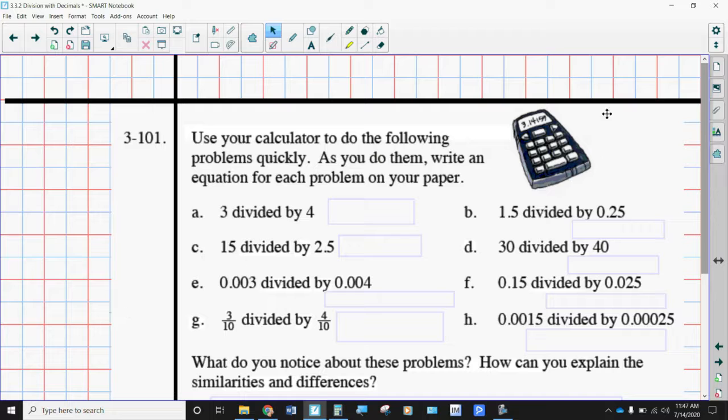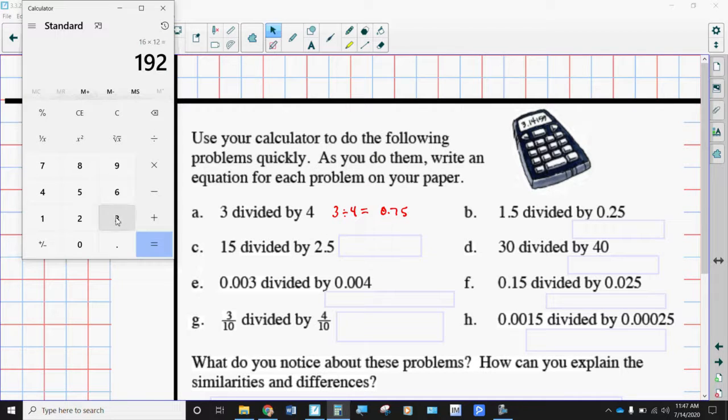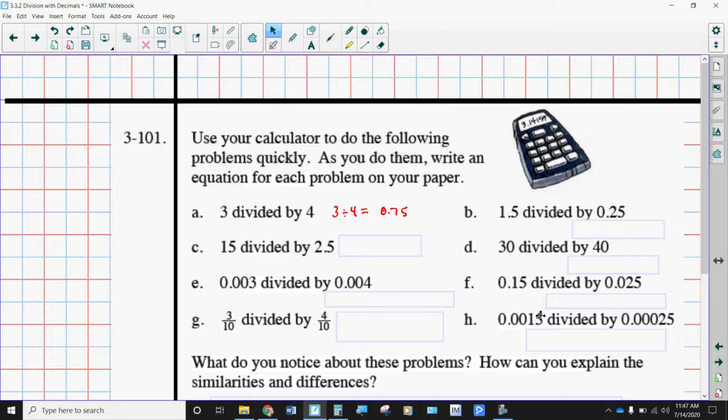All right, this is the problem where you're allowed to use a calculator. I want you to take some time. Take each one of these words and write it as a division problem, and then use your calculator to declare what the answer is. For instance, 3 divided by 4 can be written as the problem 3 divided by 4, which is 75 hundredths, because when you take 3 divided by 4, you get 0.75. So go ahead, copy down each one of these word phrases, rewrite them as division problems, and then use the calculator to determine what the answer is.